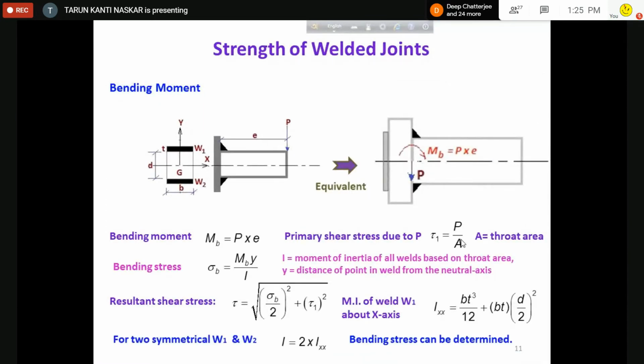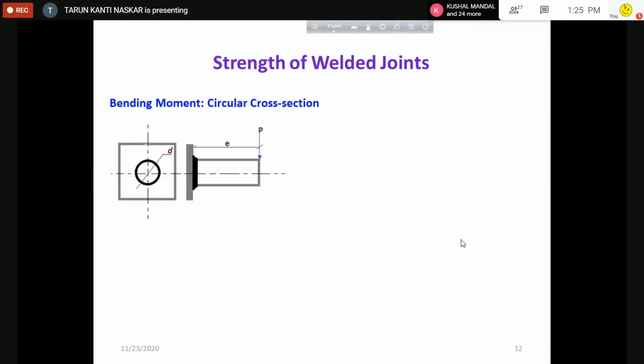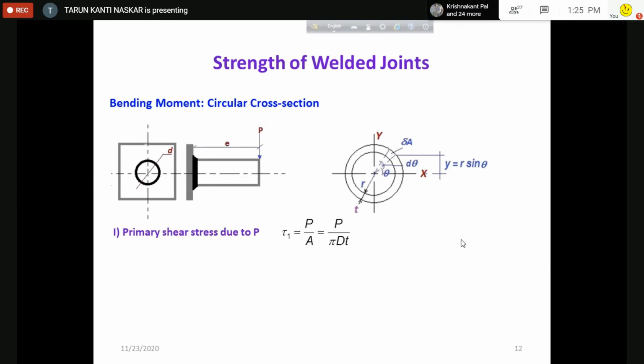So this way bending stress can be determined. This is my point. Now bending moment for circular cross section. That was rectangular cross section. For circular cross section, this is the figure, and the primary shear stress is this, that is P by A, considering the same equivalence, and tau 1 equal to P by A, that is P by pi dt.